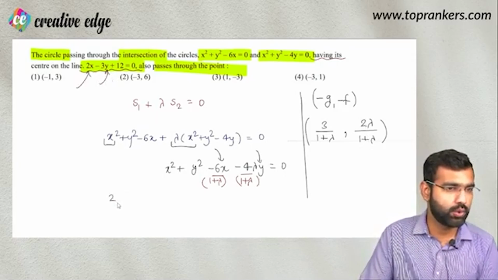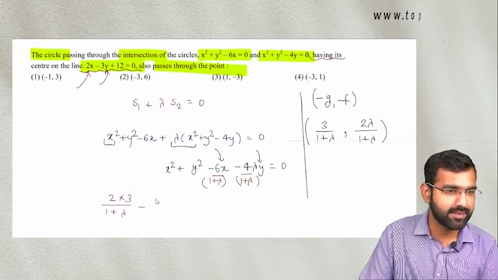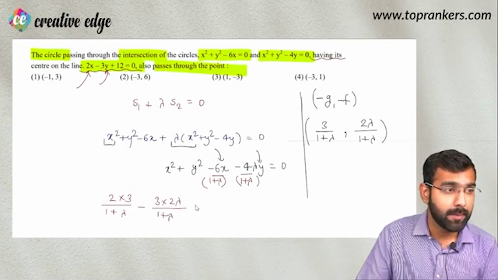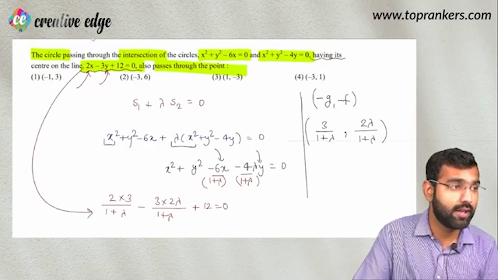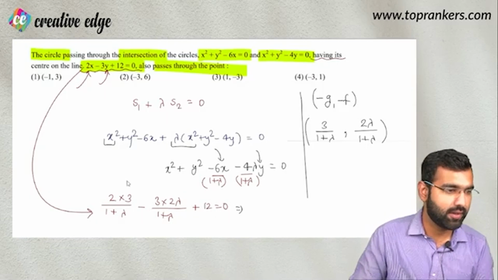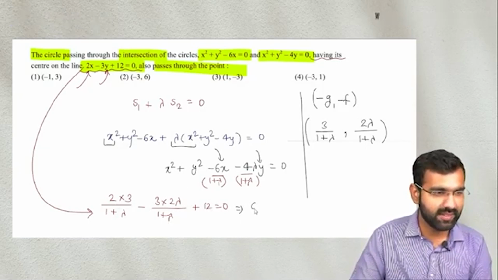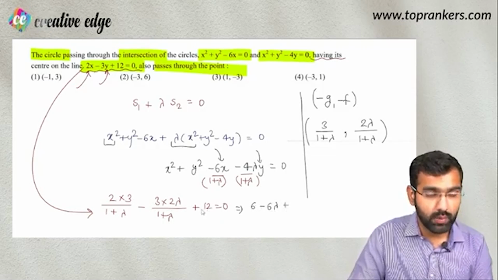So this is going to be 2 into 3 upon 1 plus lambda minus 3 into 2 lambda upon 1 plus lambda plus 12 is equals to 0. So this is how I am trying to figure out the value of lambda. When you simplify this further, what do you get? Just pay attention everyone. 1 plus lambda, 1 plus lambda, यहाँ भी 1 plus lambda से multiply करेंगे. So this will be 6 minus 6 lambda plus 12 into 1 plus lambda.